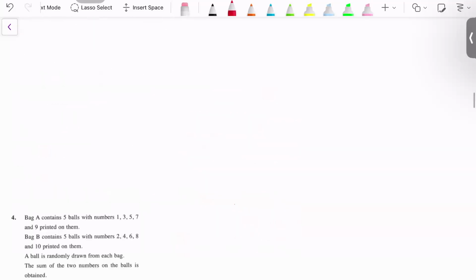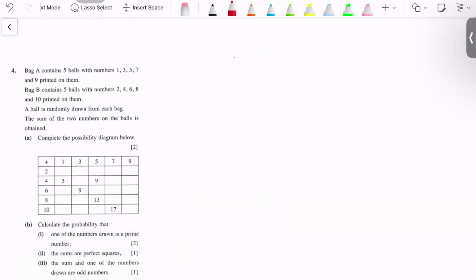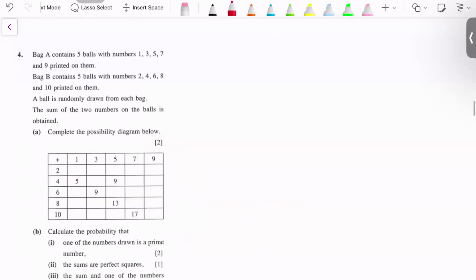Okay, so moving on to question 4. It says that bag A contains 5 balls with numbers 1, 3, 5, 7, and 9, and bag B contains 5 balls with numbers 2, 4, 6, 8, and 10. A ball is randomly drawn from each bag, and the sum of the two numbers on the balls is obtained. Firstly, they want you to complete this possibility diagram. The first number from bag A is added with the second number drawn from bag B. So we just need to add the numbers together.